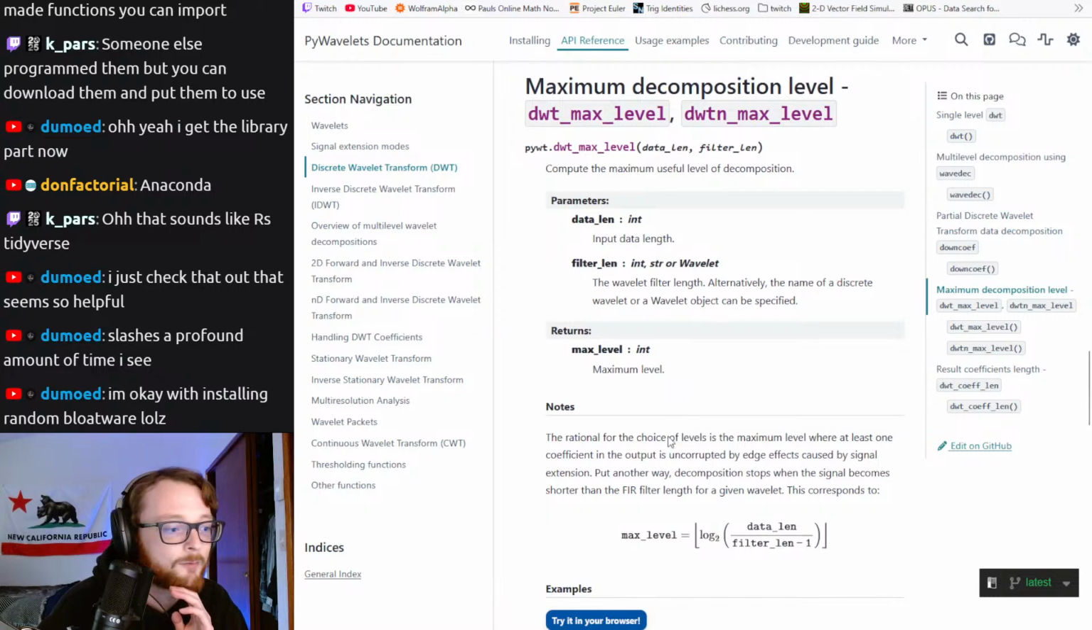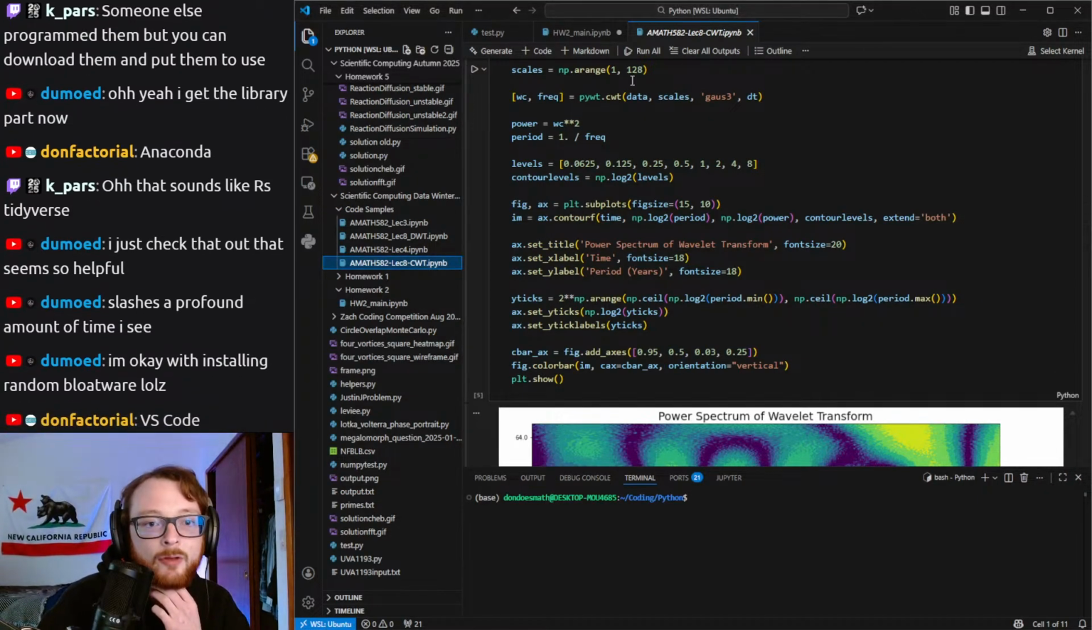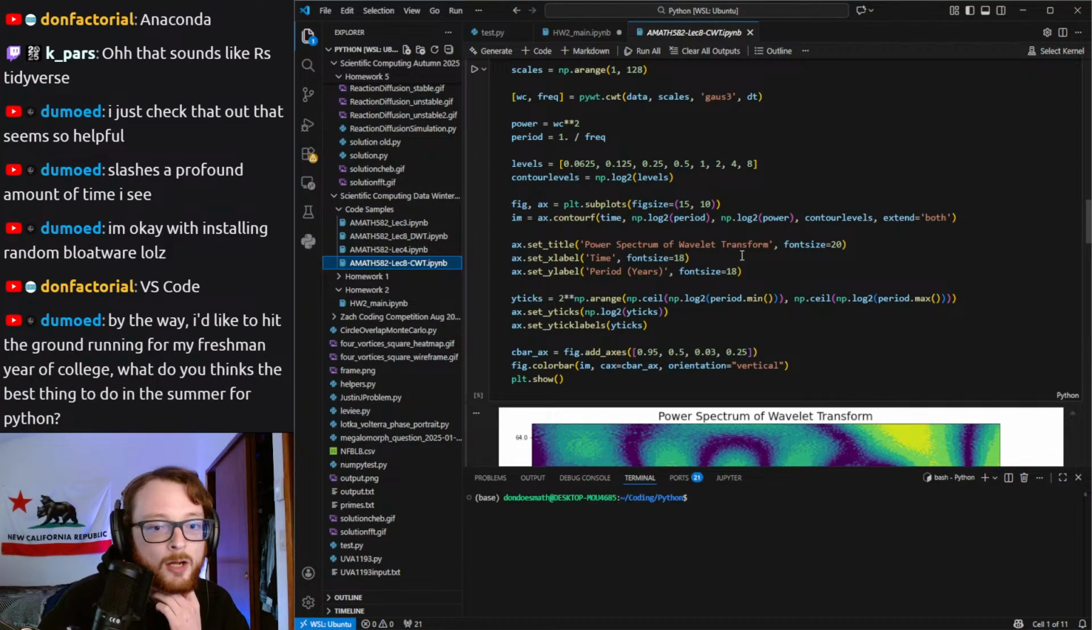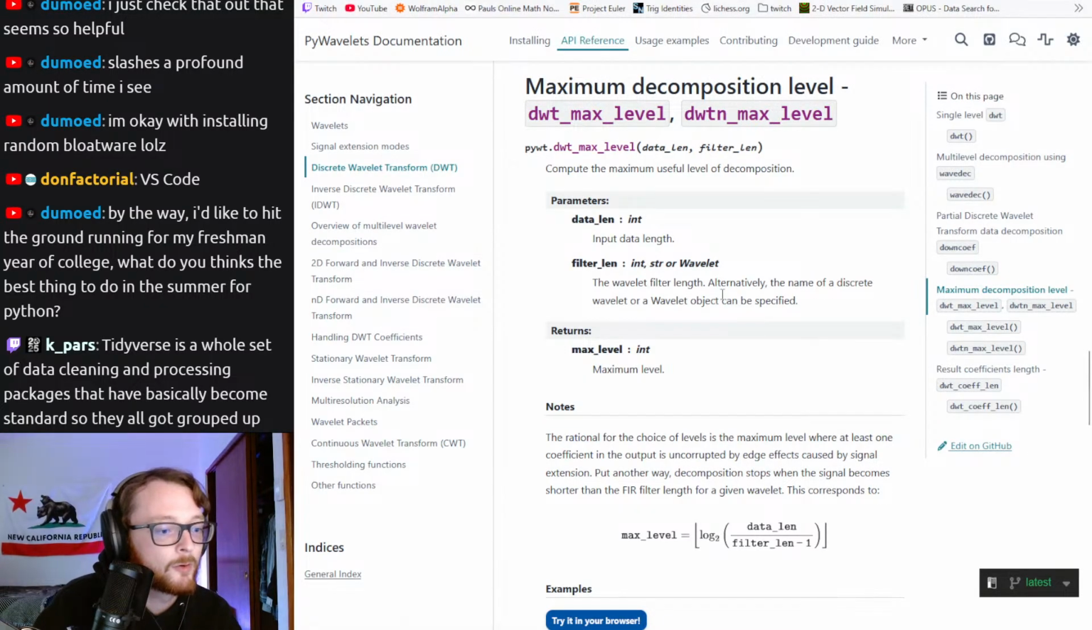So if you install Anaconda, you just need a place to type your Python, like I have VS Code here. You might need to make VS Code aware of where your Anaconda installation is, but aside from that, that's all you need to get up and start running Python code. Data cleaning and processing packages basically become standard, so they all got grouped up. Oh, okay. Yeah, that sounds like Anaconda then.